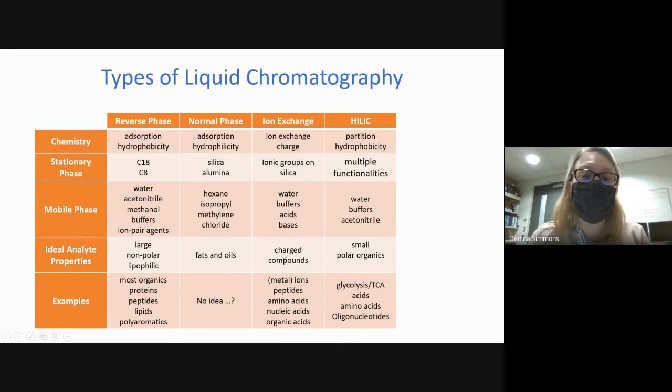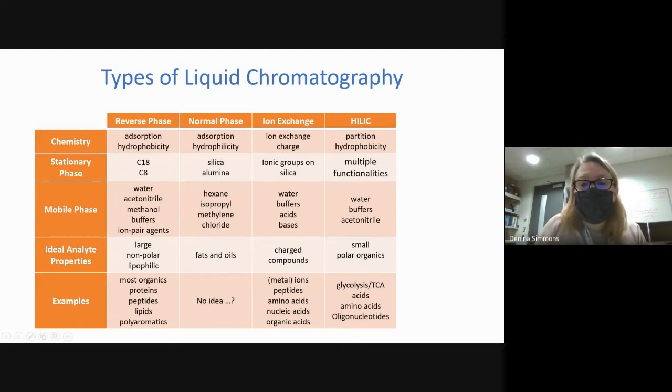You can use ion exchange for charged compounds, but what if there's no charge, but it's small and highly polar? Well, it's not going to stick to your reverse phase column or your normal phase column. It's just going to run straight out almost with the dead volume. It's really, really difficult to get a peak shape and a quantification with a small polar organic. HILIC is ideal for that.